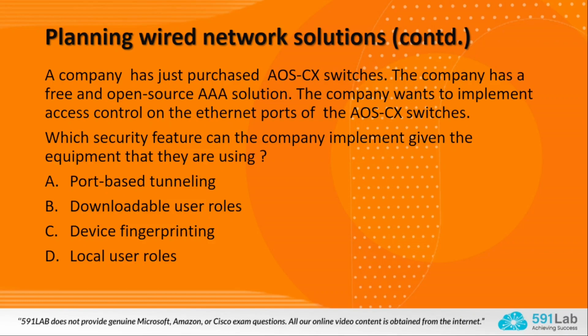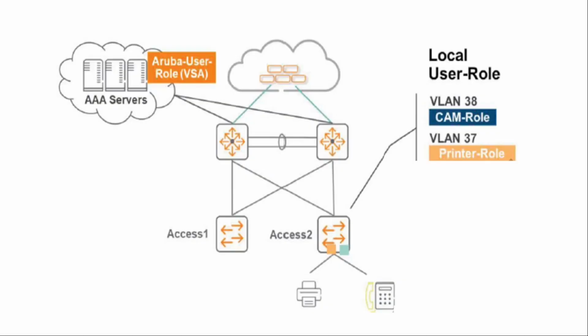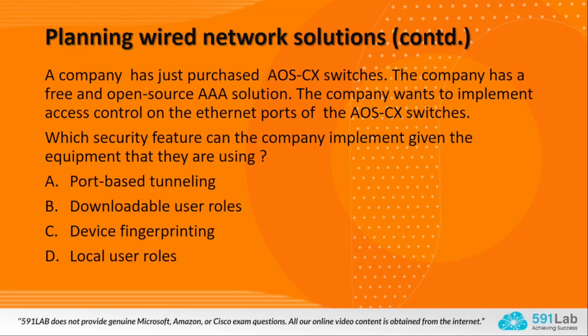Option D, local user roles. Local user roles allow the use of a third-party AAA server. Local user roles are defined on the switch. When a device connects and authenticates successfully, a user role, that is a vendor-specific attribute, is passed to the switch. Then the switch will apply that user role to the device. So this is correct. So the correct answer is option D.